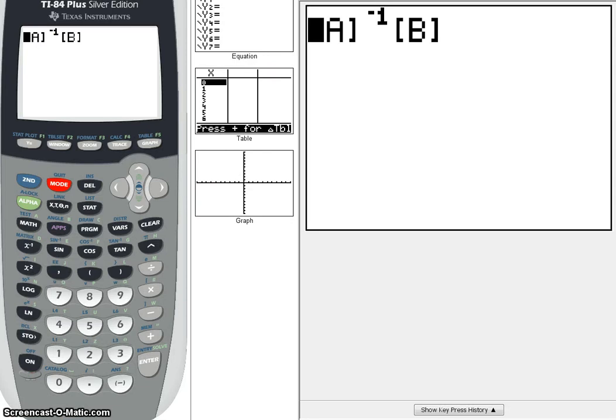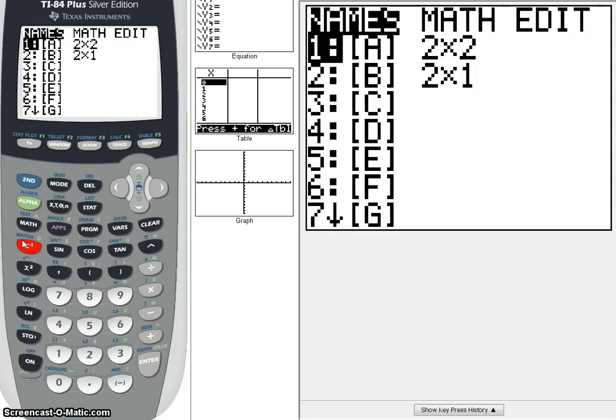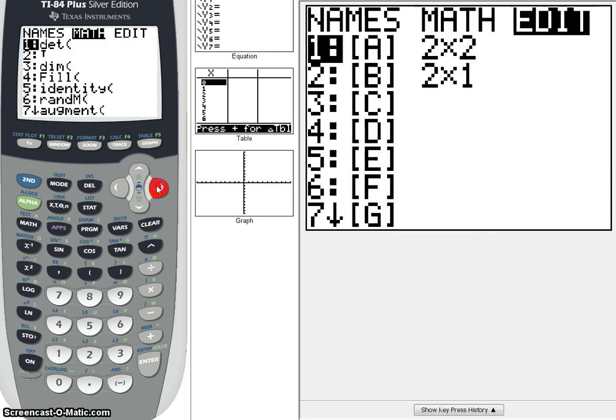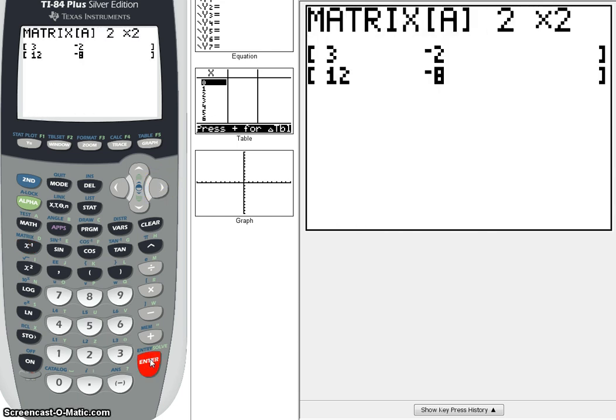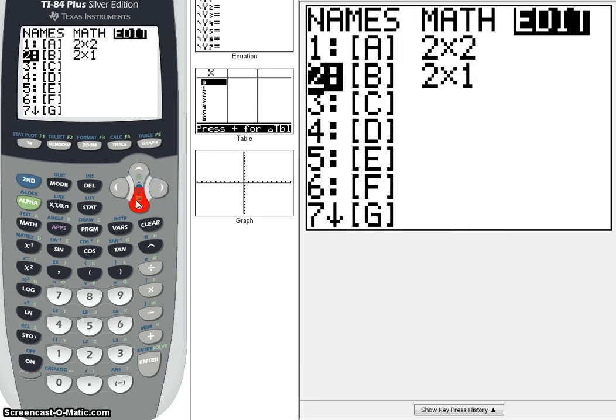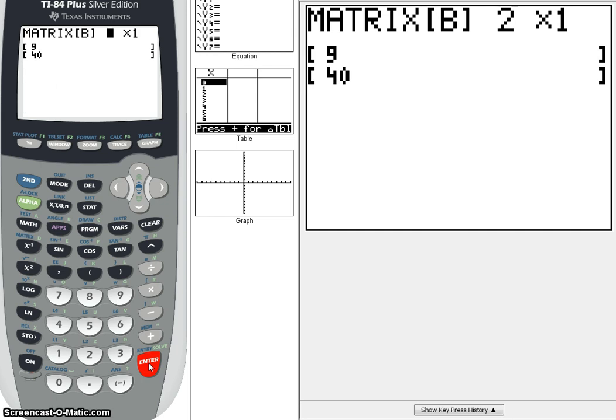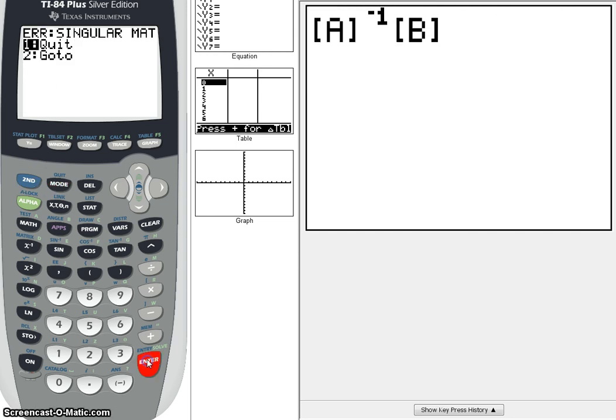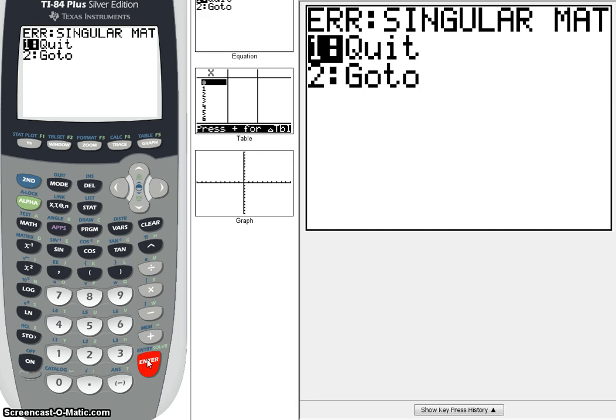Now with number 10, I entered in my matrix for matrix A, and here it is. That's the same matrix, 3, -2, 12, -8. And I entered in my matrix for matrix B. Here that is, it was 9, 40, all right. And then I went to do my A inverse B. This is what I get, all right.